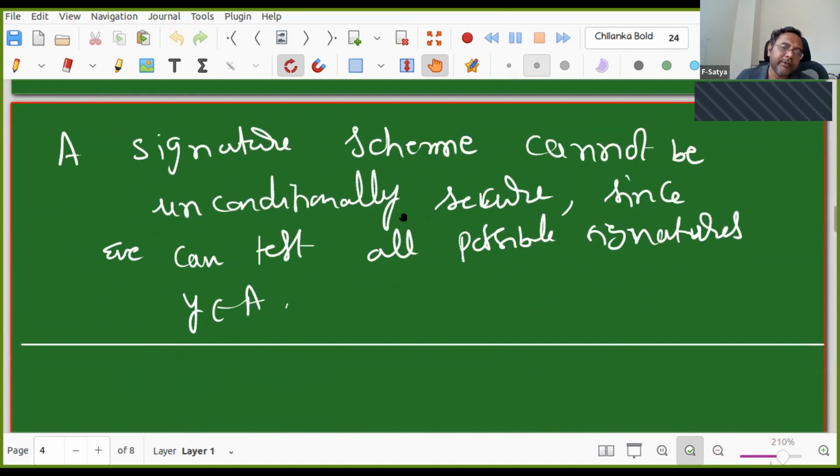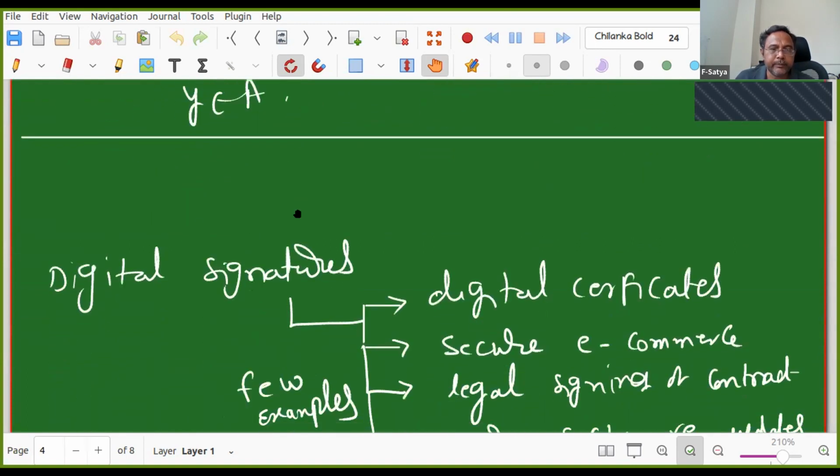Unconditionally secure means it is very, very difficult, right? But here my A is a finite set, so Eve can test all possible signatures.